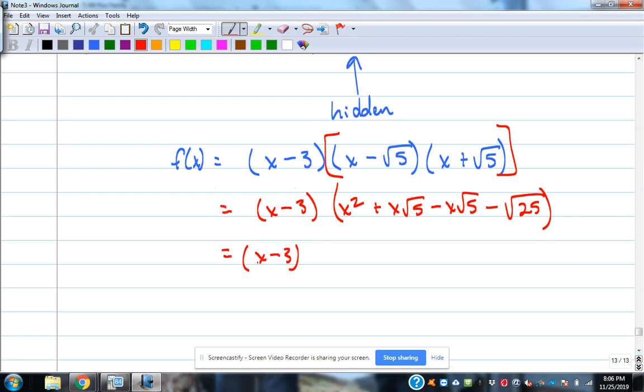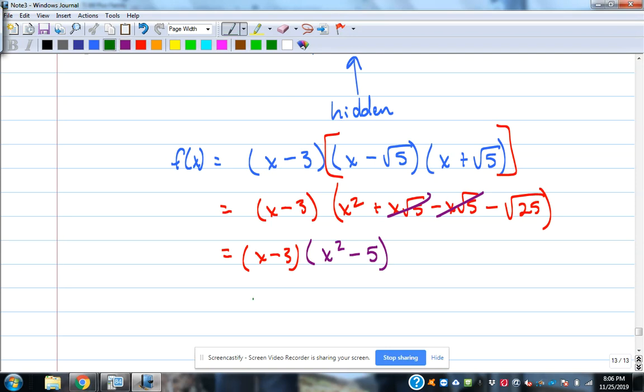X minus 3. And then I'm going to simplify. What happens to these square roots here in the middle? They go away. That should happen every time. They go away. What's the square root of 25? 5. So I really have x squared minus 5. That's what that simplified down to be, is x squared minus 5. That's a lot better. Now I can multiply this out a little quicker.